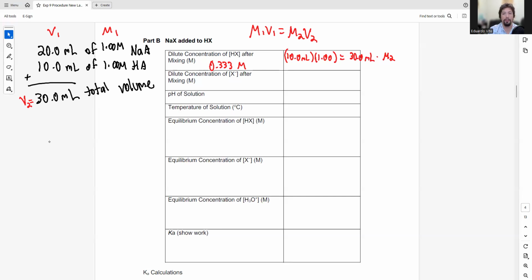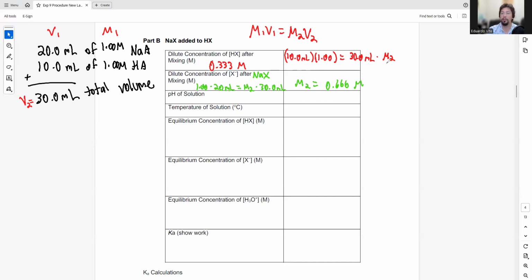You will do the exact same thing for the second part right here. So the initial concentration of X minus comes from NaX. Okay? The concentration of NaX is equal to the concentration of X minus at the beginning. So that was also 1 molar or 1.00 molar. Okay? That's M1. V1, here we had 20 mils, so 20 milliliters is equal to M2. We don't know what that is. We're solving for it. But we do know V2. It's also 30 mils. Okay? So when we solve for M2, we get M2 equals 0.666 molar. And that makes sense because, again, 20 out of 30 is 2/3, which is 0.666 molar.